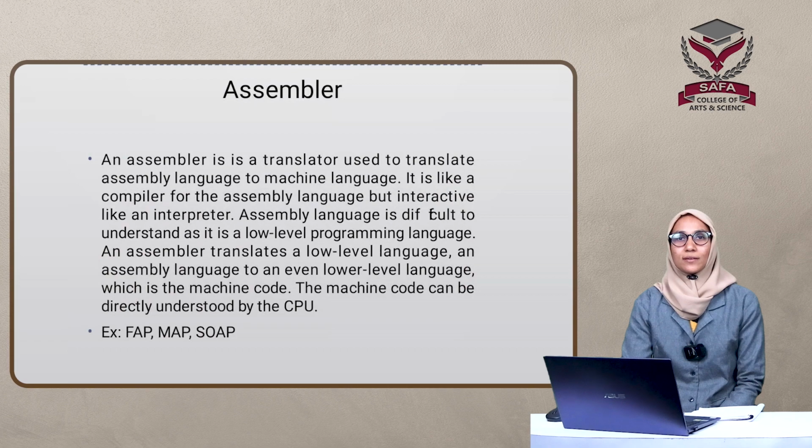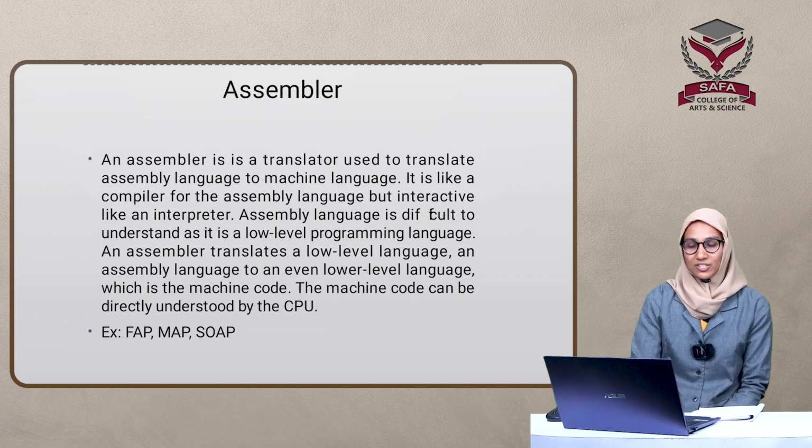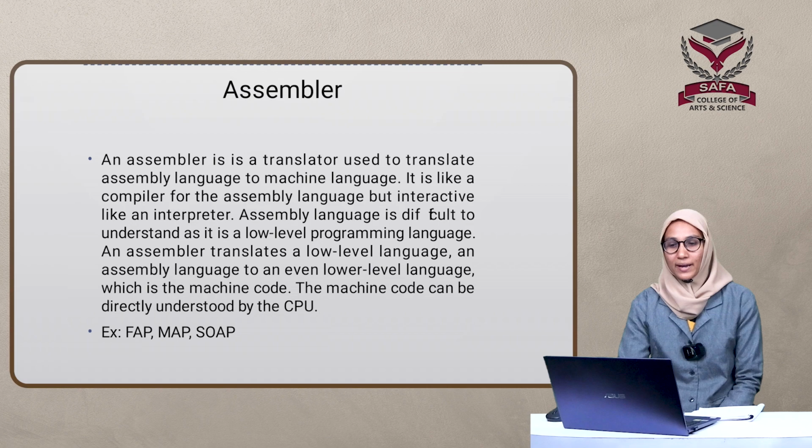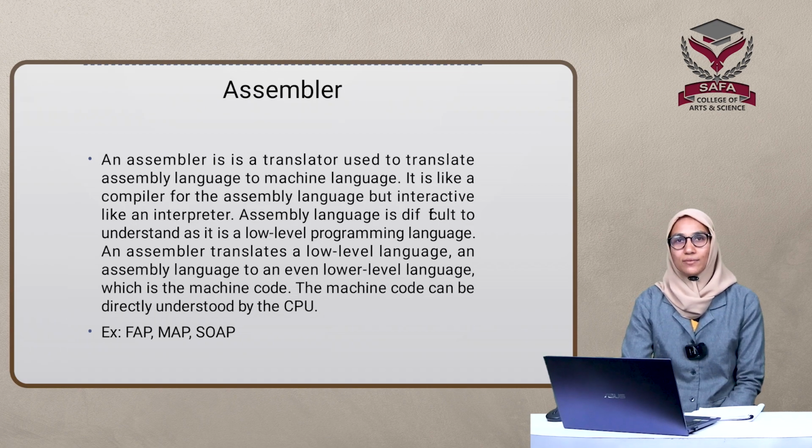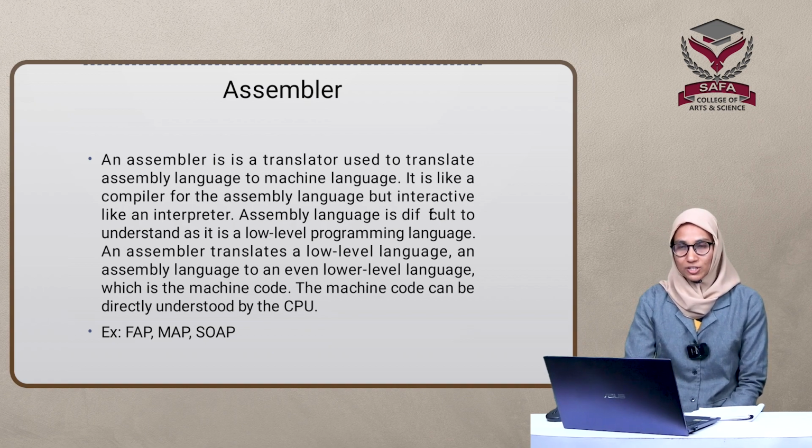The next translator is the assembler. An assembler is a translator used to translate assembly language into machine language. It's like a compiler for assembly but interactive like an interpreter. Assembly language is difficult to understand and it is a low-level programming language, so it can be translated into low-level language, which is machine code.